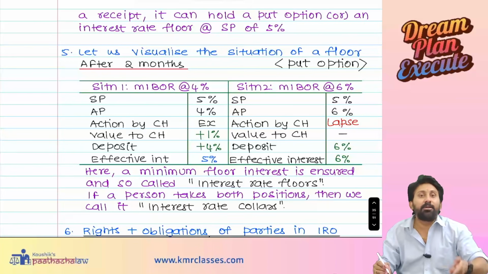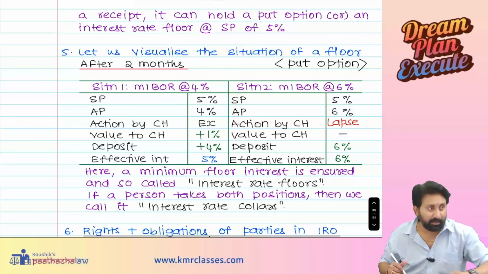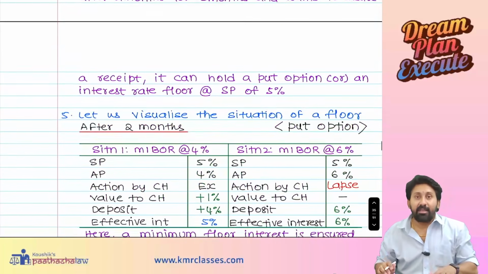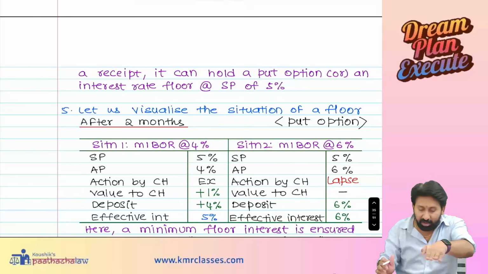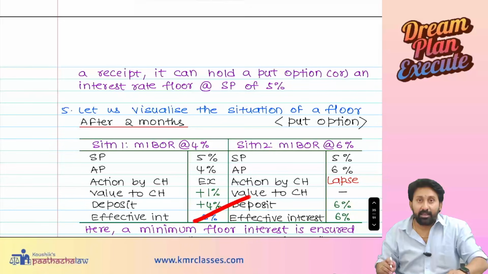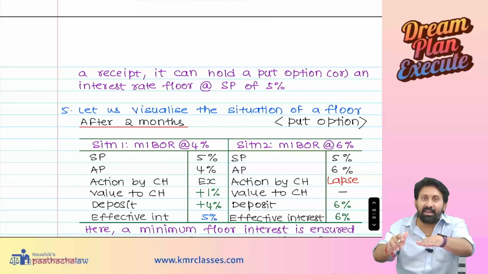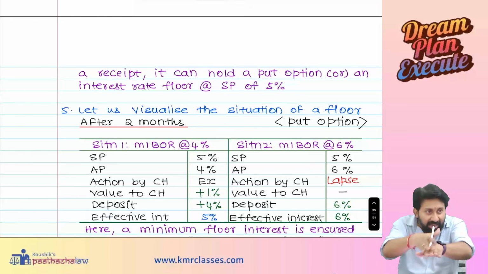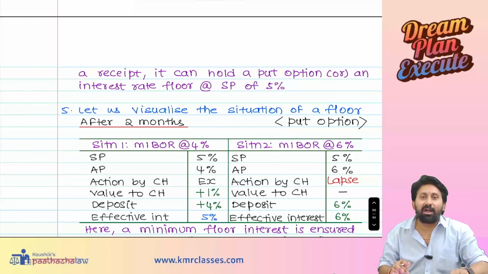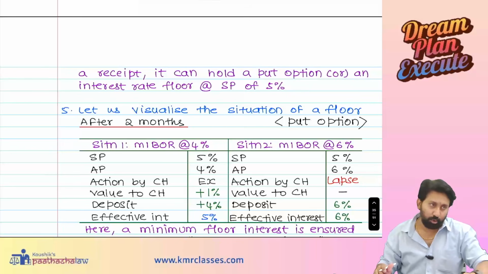However, if interest rate becomes 6%, and SP 5, but AP became 6, like a fool, I won't deposit at 5, I will lapse and I will deposit at 6%. I'm getting a more deposit rate. And what does it mean? This put option ensures that minimum you are going to get 5%. Below that it won't go. And a maximum level at which it can stand can be anything, but the minimum floor level will be 5. That's why they call it interest rate floors. That's how the name came as interest rate caps and floors.